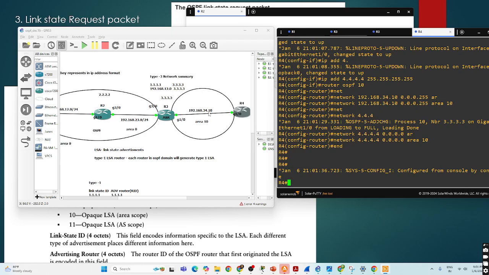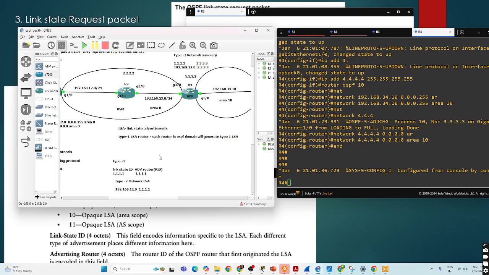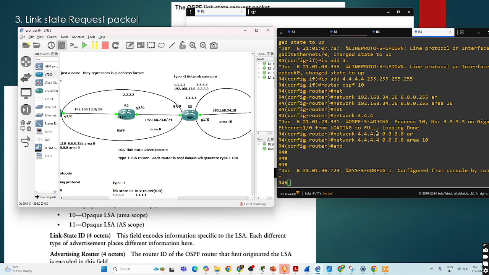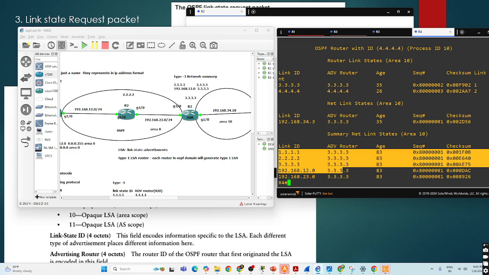Now you will see, as I said, the total of all types. How many type 1 LSAs here? 3. Type 2 LSAs are 2. Total 5 LSAs you will see as type 3. R3 will convert these type 1, type 2 into type 3 and put them here. Can you check the database? Show ip ospf database. Are you seeing this? All type 1, type 2, right?